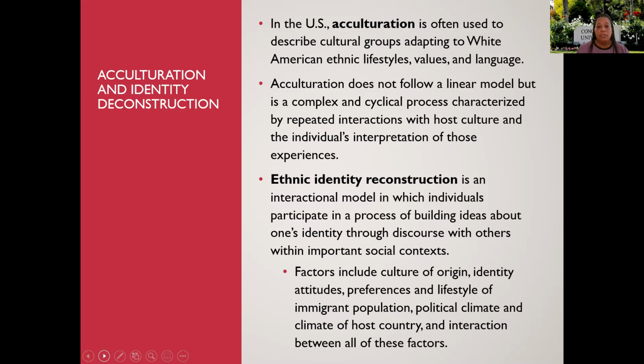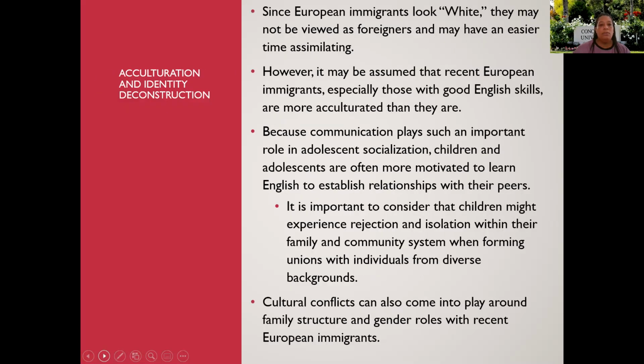In the US, acculturation is often used to describe cultural groups adapting to white American ethnic lifestyle, values, and language. Acculturation does not follow a linear model, but is a complex and cyclical process characterized by repeating interactions with the host culture and the individual's interpretation of those experiences. Ethnic identity reconstruction is an interactional model in which individuals participate in a process of building ideas about one's identity through discourse with others within important social contexts. Some factors include culture of origin, identity attitudes, preferences of lifestyle of immigrant populations, political climate and climate of the host culture and country, and the interactions between all of those factors.